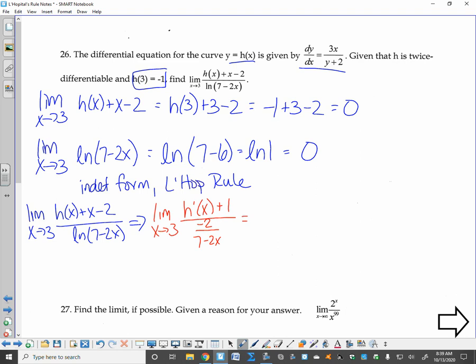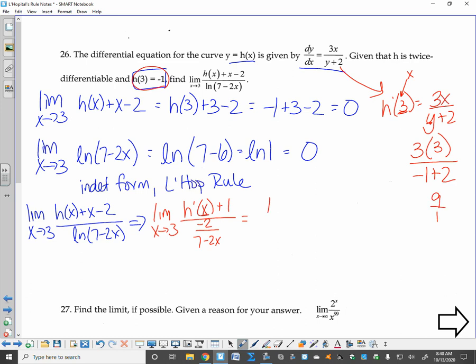Okay, so now I need to do h prime of 3. To do h prime of 3, I'm going to use the derivative that they gave me. The problem is it's an x, but it also wants a y. So I need the y value that goes with 3. Well, they gave it to me. It's right there. So that would be 3 times 3 over negative 1 plus 2. It's kind of fun. 9 over 1. So that's a 9. And then 9 plus 1 is 10. Huh. I like it.